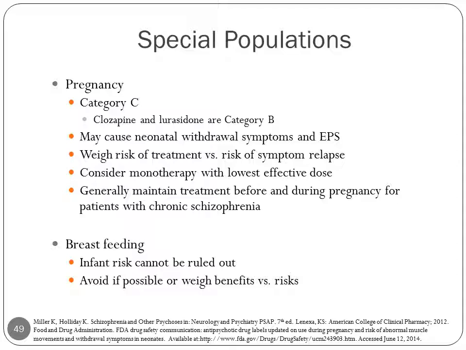I will say that most patients tend to be on these agents for life, and interrupting therapy for something like pregnancy is often more harmful than it is beneficial, especially if the patient ends up committing suicide. So for the most part, we'll generally maintain treatment before and during pregnancy for patients with chronic schizophrenia. However, we do want to make sure that we're usually keeping them on one agent and at the lowest effective dose. In terms of breastfeeding, they say that infant risk cannot be ruled out, so you should weigh the benefits and risks before using these agents in breastfeeding.